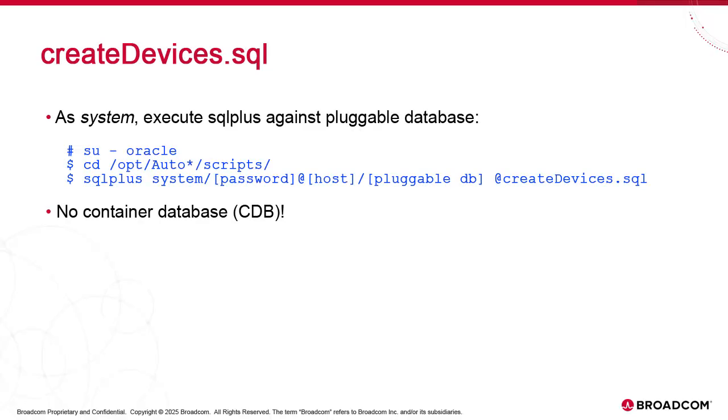We can now execute the scripts, which creates the physical table spaces and the user. We connect with the Oracle account and navigate to the scripts directory. Then we execute the command using the SQL+ system account. This is the syntax: SQL+ system / the password @ the host / the name of the pluggable database service we entered in the wizard, space, and the name of the script.